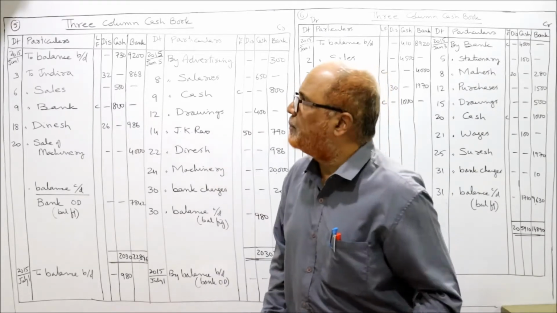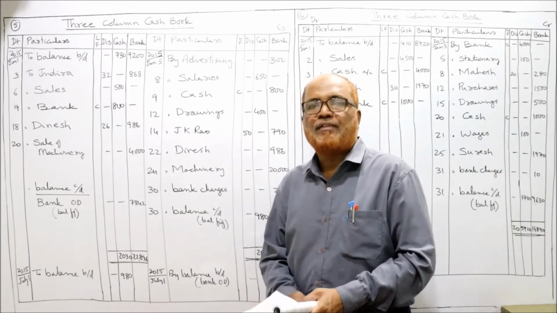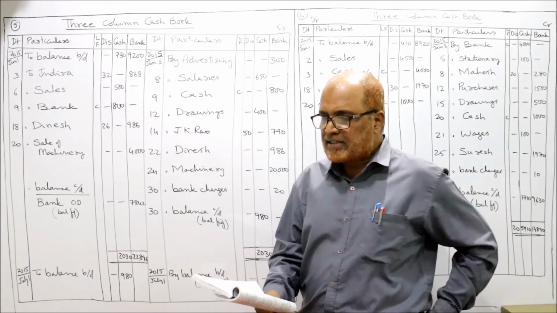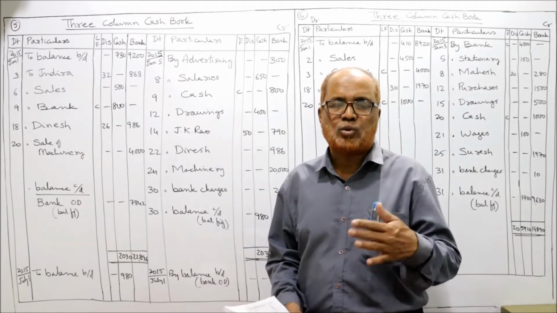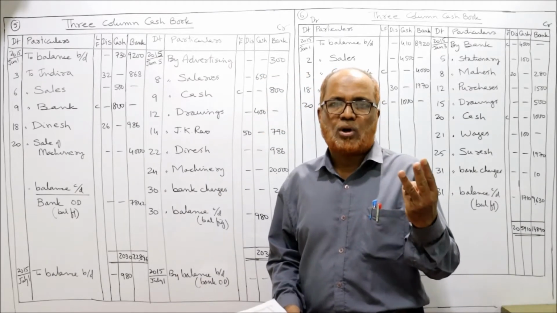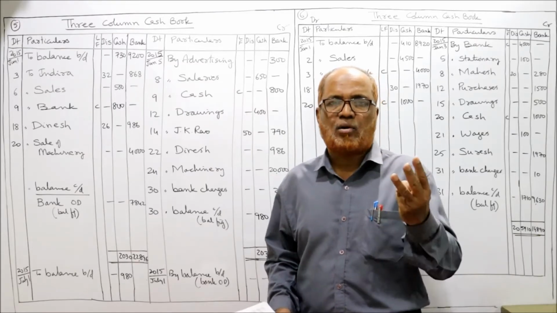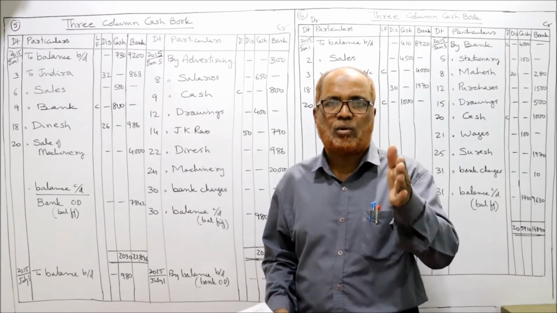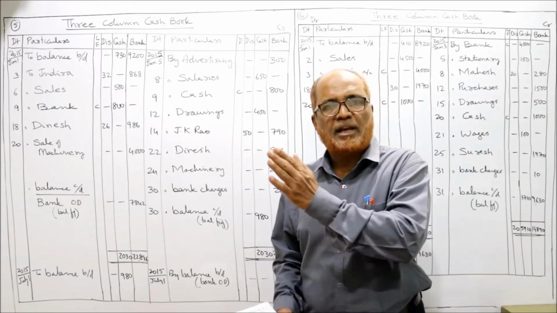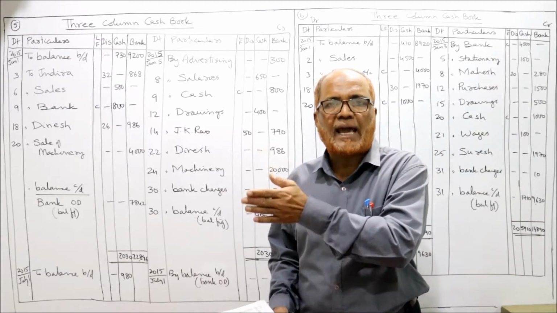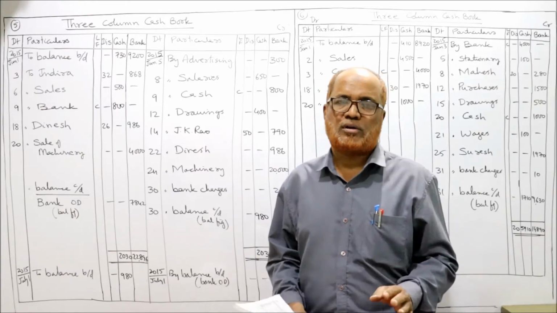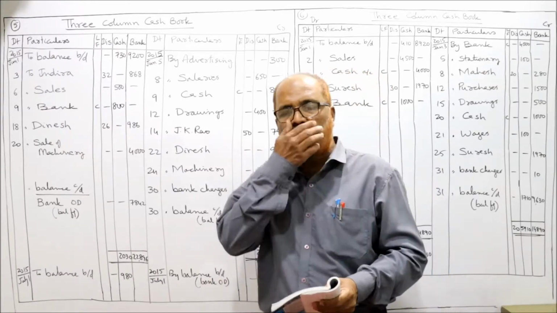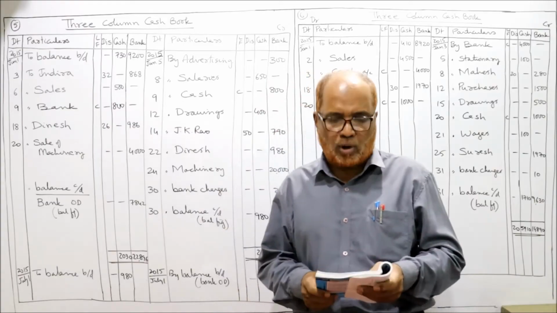Now I am reading out problem number 5. See the 5th problem. Enter the following transactions in a 3-column cash book. 3 column, already we have done 2-3 problems. 3 columns on the debit side, 3 columns on the credit side. The 3 columns are discount, cash and bank. Similarly here, credit side also discount, cash, bank. These 3 accounts are combined in the cash book. Right? So here also we have to make a triple column cash book, 3-column cash book.